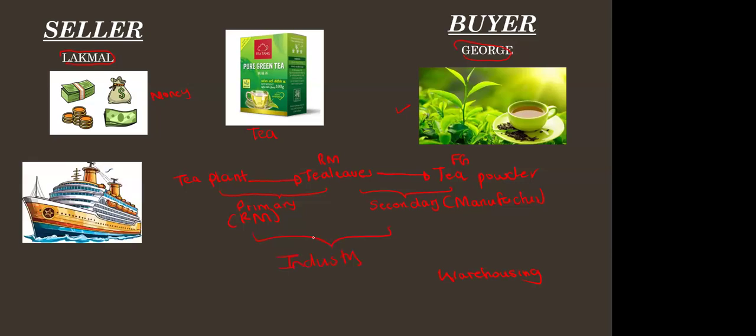So in a quick recap, I can say industry is of two types. One is primary, another one is secondary. Primary is collecting raw materials. Secondary is converting those raw materials into a finished product.